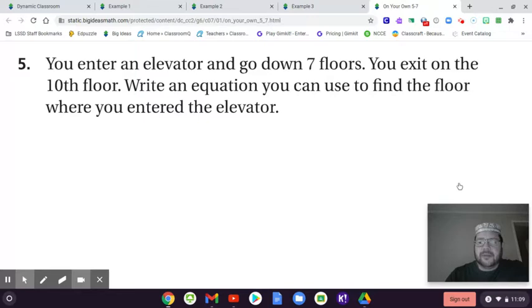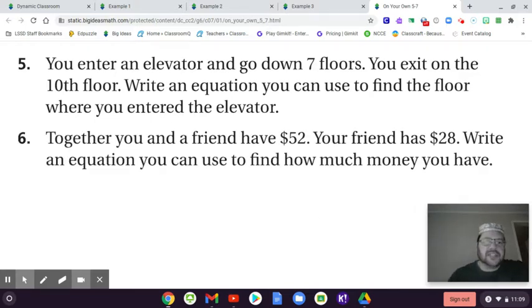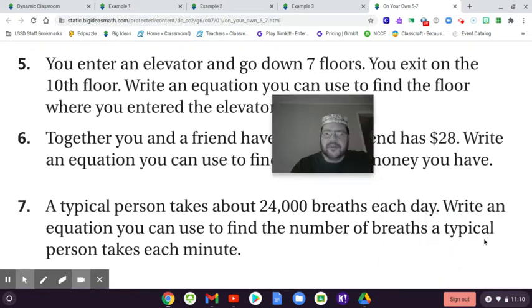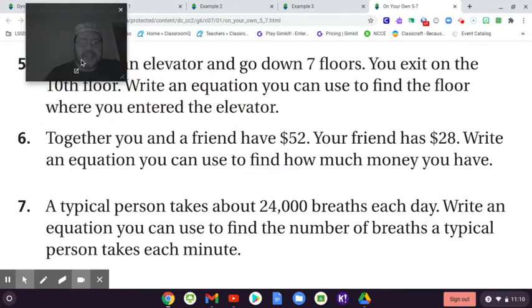And we got 3 more problems, then we're done with this video. So number 5, you enter an elevator and go down 7 floors. You exit on the 10th floor. Write an equation you can use to find the floor where you entered the elevator. Number 6, together you and a friend have $52. Your friend has $28. Write an equation you can use to find out how much money you have. Number 7, a typical person takes about 24,000 breaths each day. Write an equation you can use to find the number of breaths a typical person takes each minute.